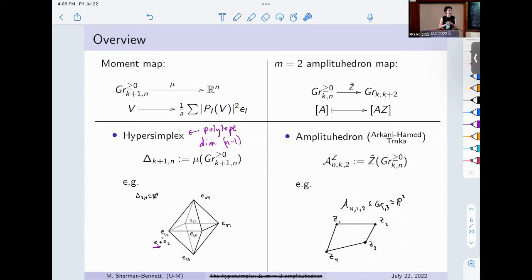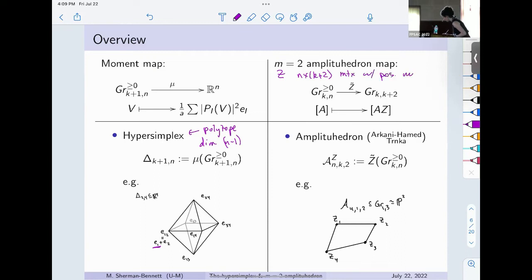Okay, so on the amplituhedron side, we have a different map called the m=2 amplituhedron map. To define it, I first need to pick a helper matrix Z. This will be an n by k+2 matrix with positive maximal minors. Given such a matrix, it induces a map between two Grassmannians by matrix multiplication.